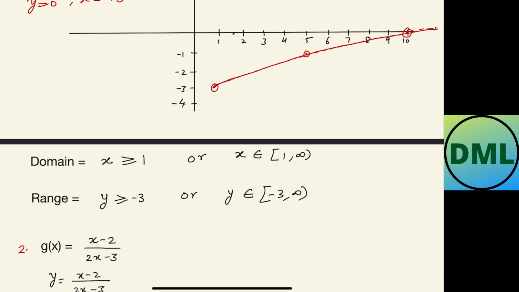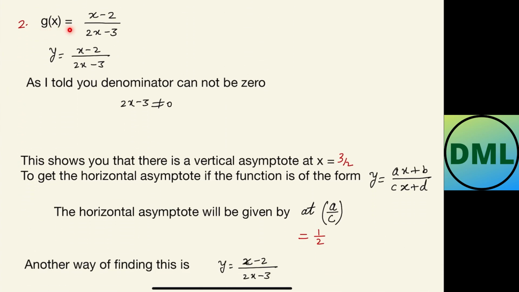Let's see one more example. g(x) function is given to you as x minus 2 over 2x minus 3. This will be written as y is equal to x minus 2 over 2x minus 3. To plot this graph, there is a function in the denominator also. For this function, the denominator should not be 0. If it is 0, my answer is infinity. So my first condition is the denominator cannot be equal to 0.